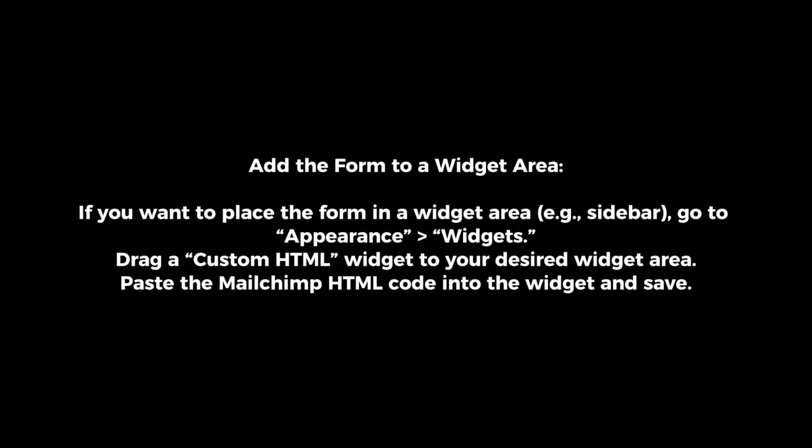Add the form to a widget area. If you want to place the form in a widget area, go to Appearance, Widgets. Drag a custom HTML widget to your desired widget area. Paste the Mailchimp HTML code into the widget and save.